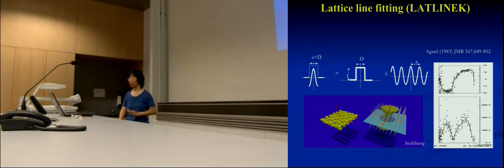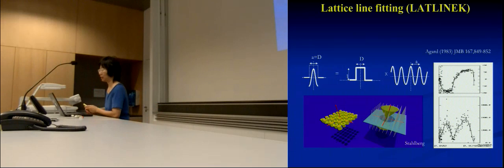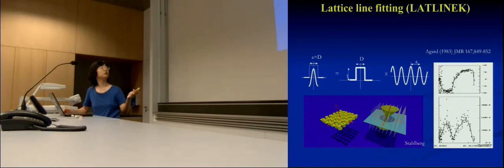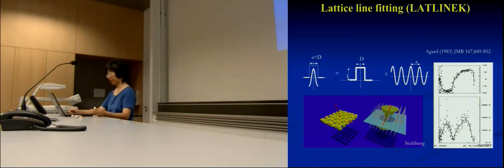Okay, today I'm going to tell you about lattice line fitting. This is the step where we apply a model fitting to the special form of Fourier transform that we get in 2D crystal. The program that's in MRC to do this is called LATLINEK, and the special form for it.